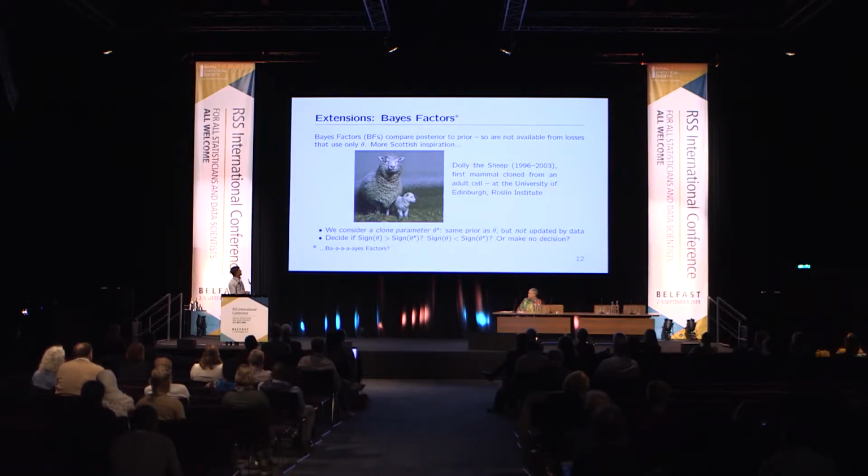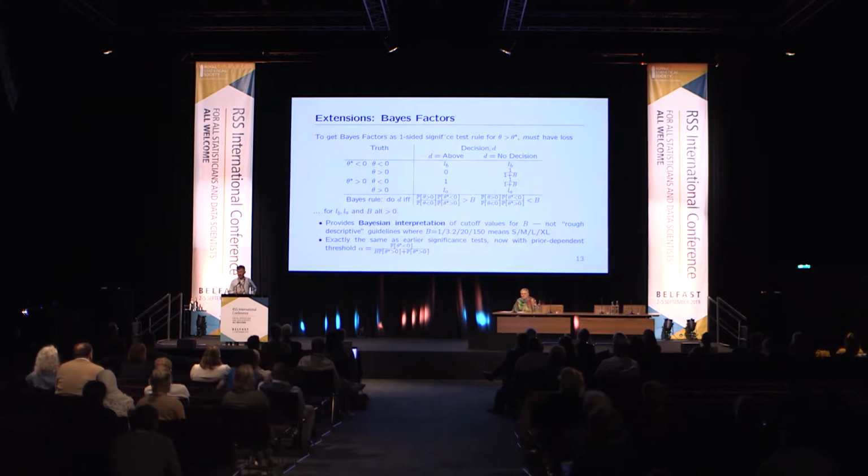You can make silly jokes about sheep and get Bayes factors out of this machinery as well. You need to invent a clone parameter, but after having done that, you're basically setting up, now you've got a clone parameter, so there's 4 different things that the truth can be, and if you just have 2 decisions, you've got a 4x2 table to fill in.